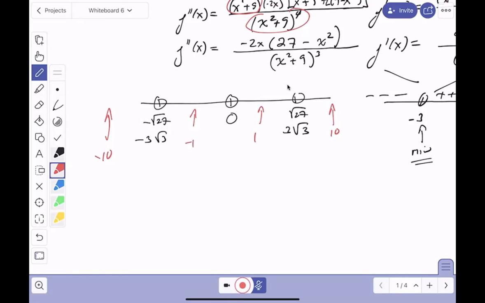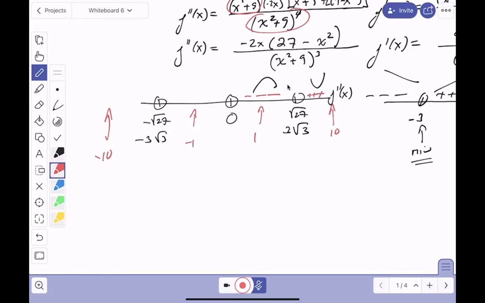What do you get? Negative on top, and the bottom is always positive, so negative. This is the second derivative we're analyzing. What does that mean? Concave down. We'll look at the picture later. I'm going to go after root 27. I'm going to say 10. And on top, what do you get? Well, you would get a negative times a negative, which is a positive. What does that mean? Concave up. We'll look at the picture later.